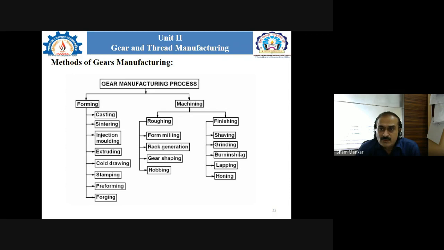Additionally, as content beyond the syllabus, we can learn the different kinds of forming processes as well as the machining processes related to the gear manufacturing process.